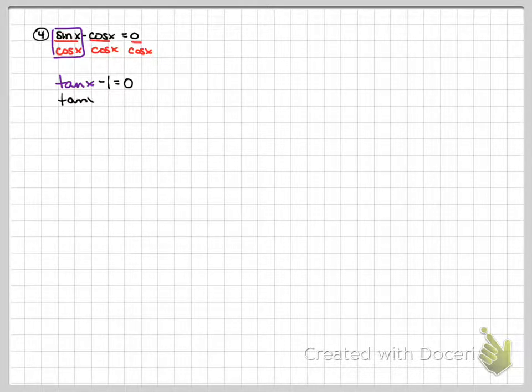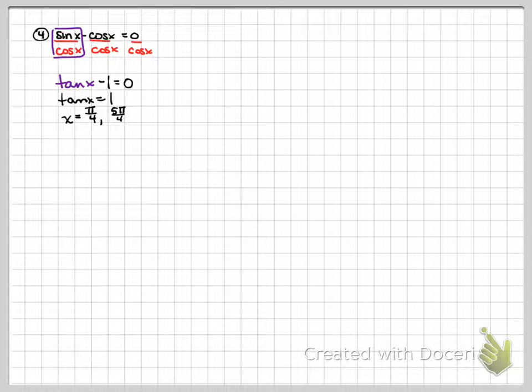So if I divide everything by the cosine of x, what happens is that cosine gets incorporated in this first term as tangent. The cosine's still there, it just looks a little different. Minus 1 equals 0. Now just solve for tangent. So the tangent of x equals 1. Well, I know tangent of x equal 1 occurs at pi over 4 and 5 pi over 4.